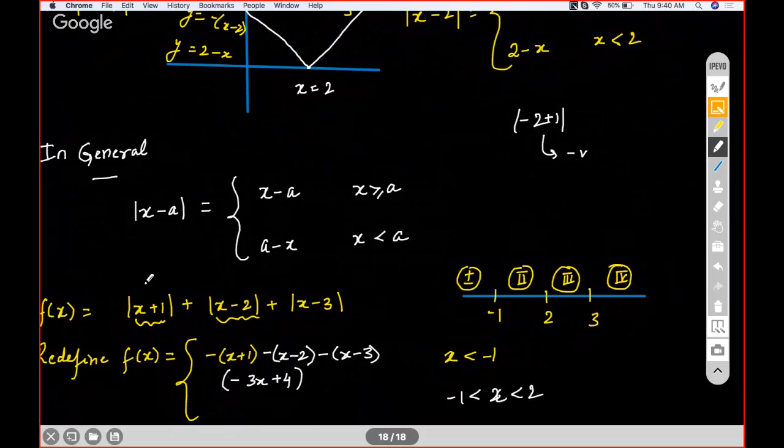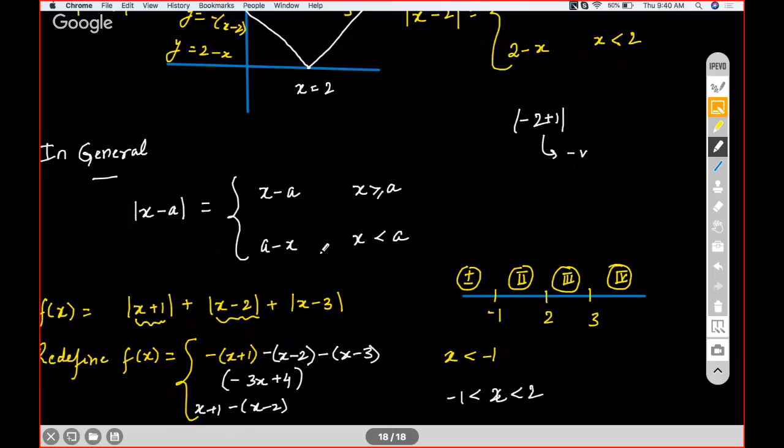Minus 1 to 2. Again, start from here. Take any value between minus 1 and 2, let's say 0 itself. 0 plus 1 is a positive quantity, so this will remain x plus 1 itself. 0 minus 2 is a negative quantity, so it will become minus of x minus 2. So it changes its sign.